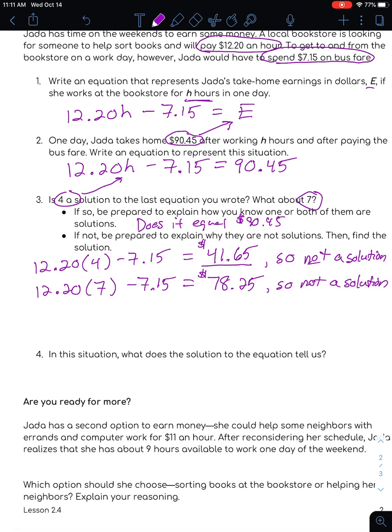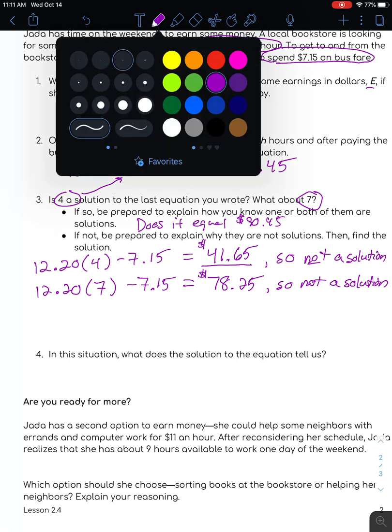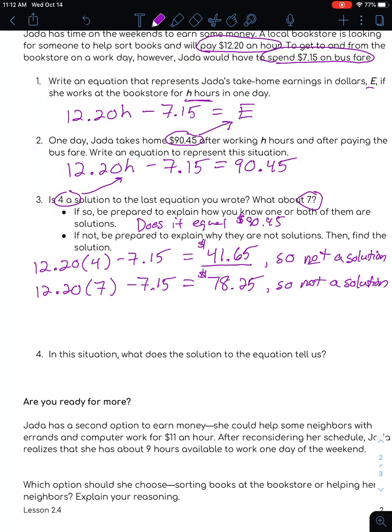So if we're going to find the solution, we're going to need to figure out how we can solve this. Actually, I'm going to keep the same color for now. All right, we're going to take our original equation then, and actually, we're going to use the second version of that equation because we know we're going to equal $90.45. Let's see what we get. So we have 12.20h minus $7.15. We want that to come out to $90.45.